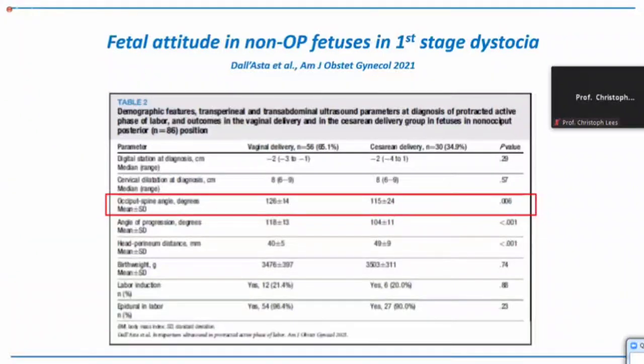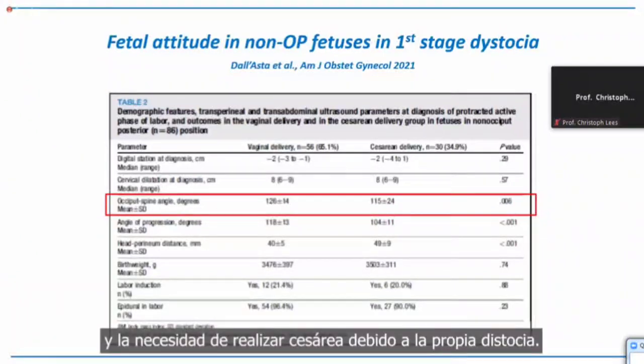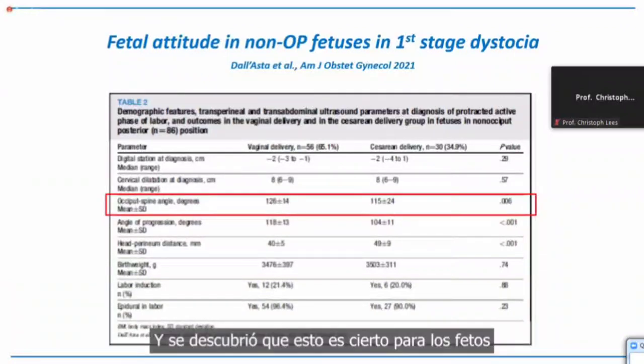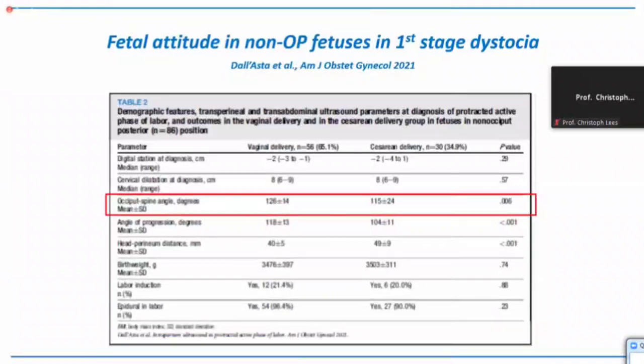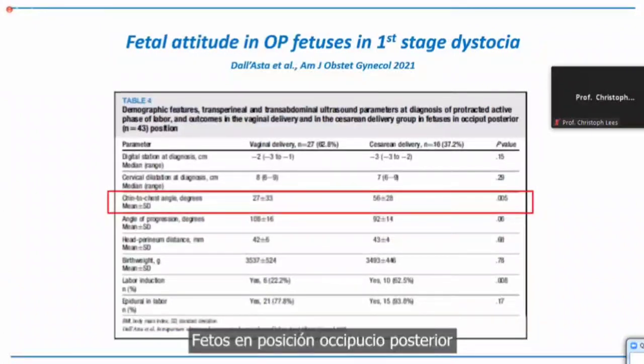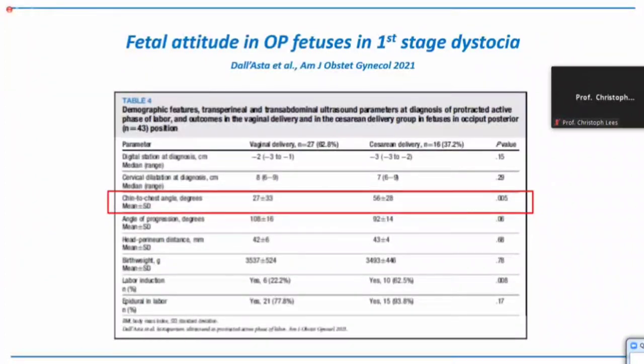And in such context, a later study by our group confirmed the association between the head deflexion at diagnosis of labor dystocia and the need to perform cesarean section due to labor dystocia itself. And this was found to hold true for fetuses in non-occiput posterior position, as is the case of this slide, and for fetuses in occiput posterior position, whose data are shown in the table presented in this slide.